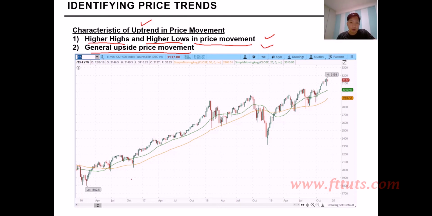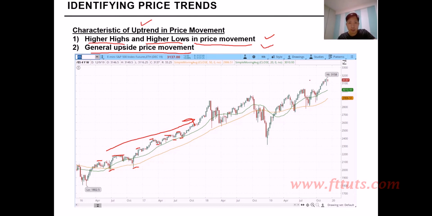So when we say that it's an uptrend, basically we would tend to see price moving generally up, and you can see higher highs, right? Or higher lows, right? Higher lows. We say that it's an uptrend.